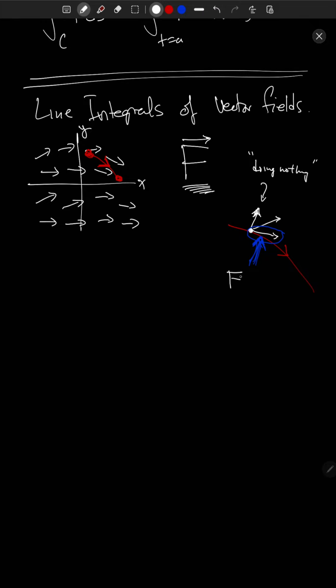So what is the length of that vector? The length of that vector is F dot T, where T is the unit tangent to the curve in the direction of motion. Direction of motion is really important here, because if we move in one direction, we get a certain amount of work, but if we go in the exact opposite direction, we get negative work. So for line integrals of vector fields, the direction matters very importantly. The amount of work that matters is exactly this F dot T.